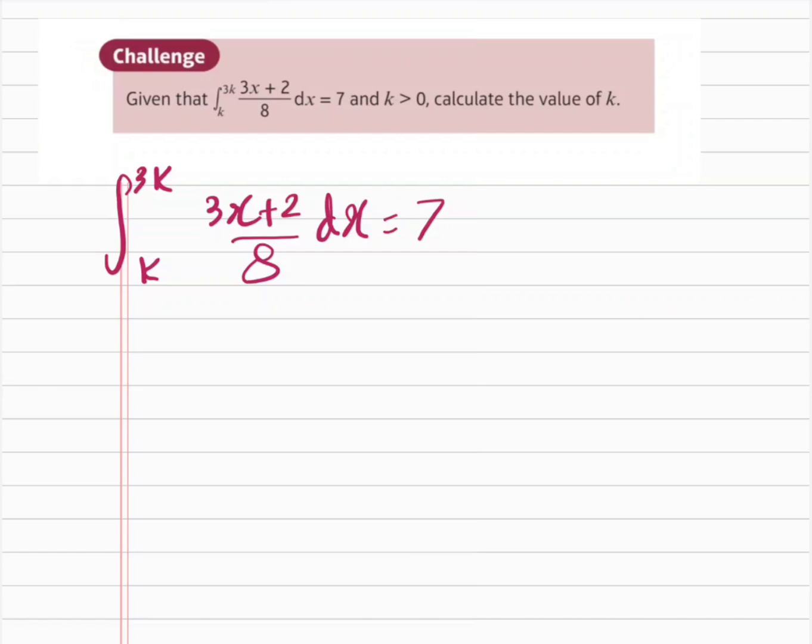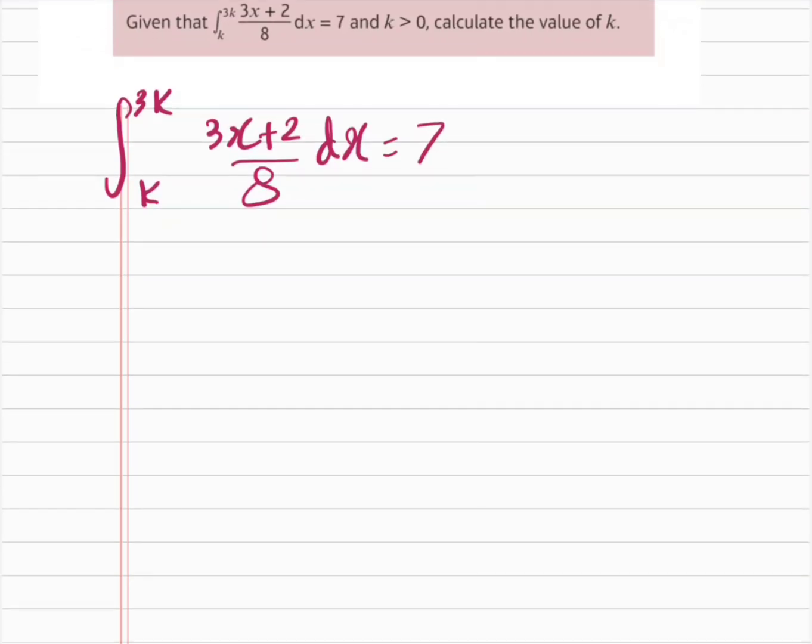So we have this integral which we are not given the bounds for, and we want to find the value of k. So in this case, we want to find the values of the limits, and we first start by integrating (3x + 2)/8, and then we can substitute the limits and use the value of 7 to form an equation. By solving the equation, we'll find the value of k. So we first integrate (3x + 2)/8.